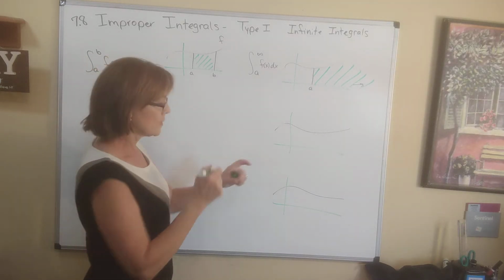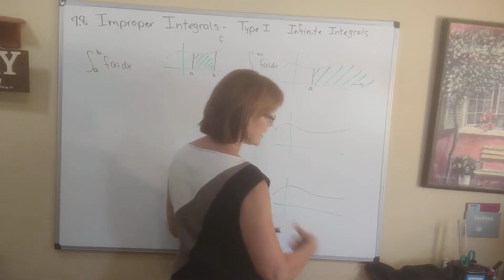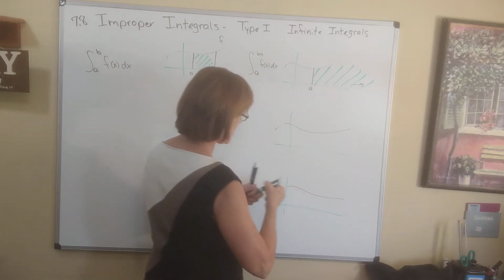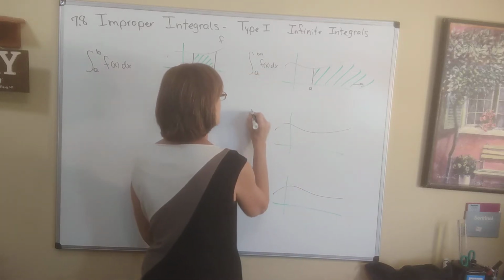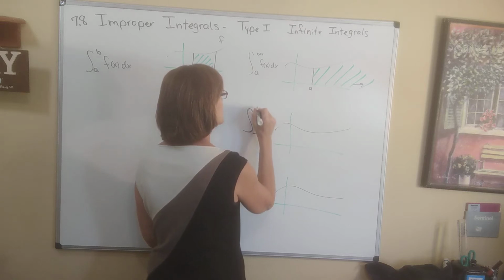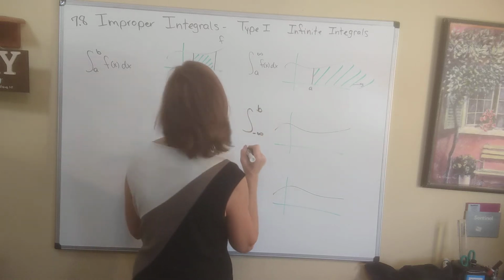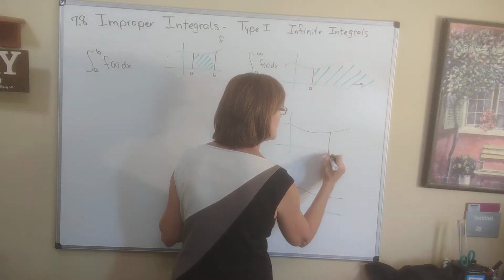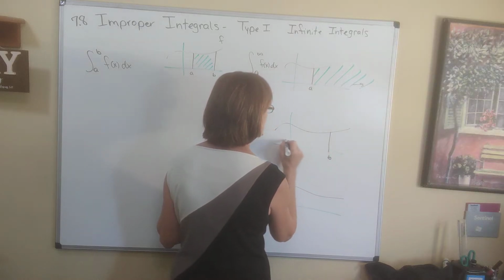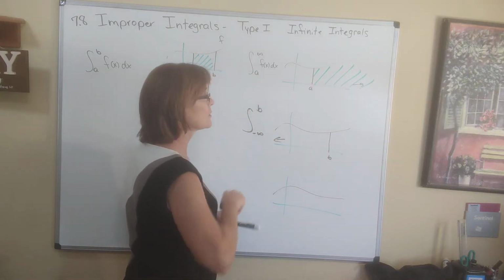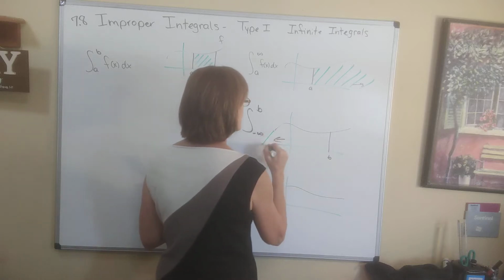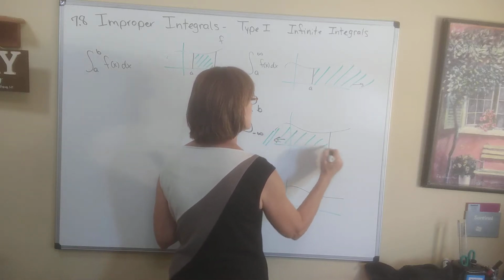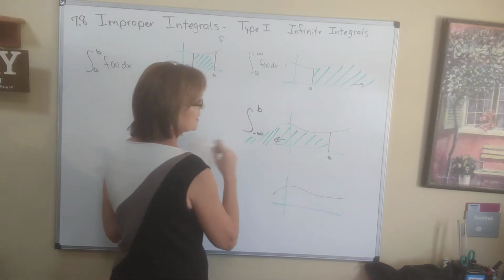Here is the second one. What if we decide to integrate from negative infinity to b? All right? So here's our b, and basically we're looking back here as far as we can go. So we're trying to say, hey, if we go on forever in the negative infinity, can we calculate that area?